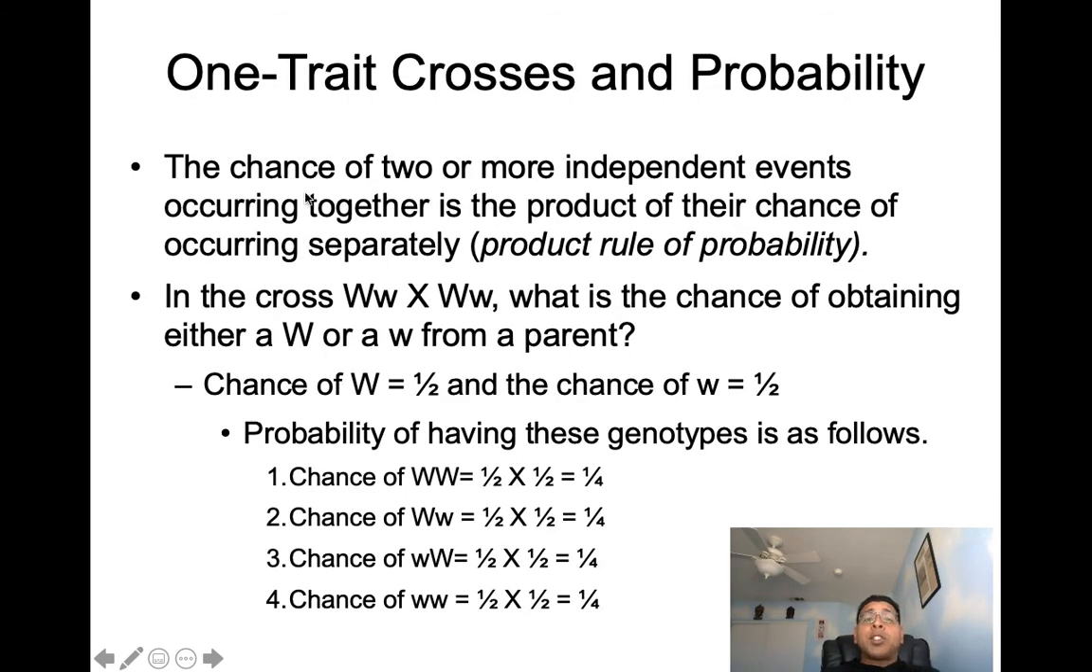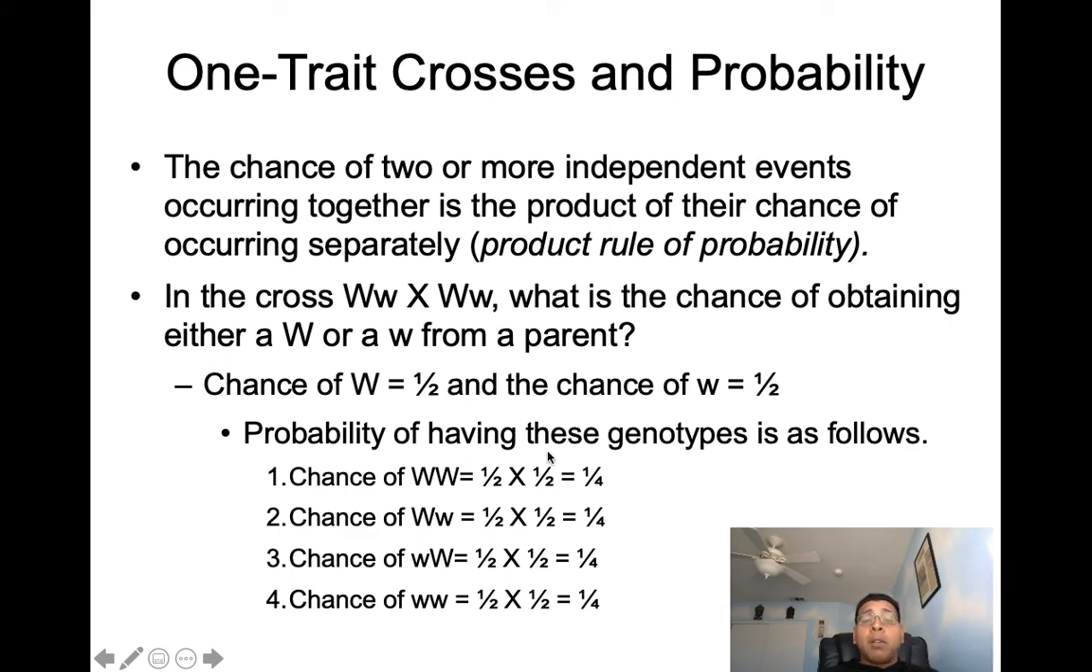Now we can see here the chance of 2 or more independent events occurring together is the product of their chance of occurring separately. That's the product rule of probability. Now in the cross, capital W, lowercase w, mating with capital W, lowercase w, what is the chance of obtaining either a capital W or a lowercase w from a parent? We can calculate. The chance of getting a capital W is equal to half, and the chance of getting a lowercase w is also half.